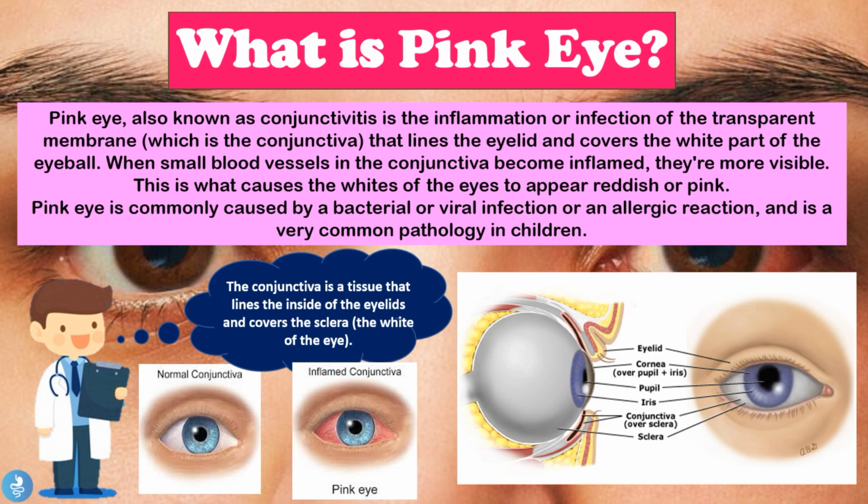So pink eye is a very common disease in children, and there can actually be three types of pink eye. So we can have a bacterial pink eye, a viral pink eye, or an allergic pink eye. But we'll explore those topics further as we go along in this video. So now that we know the basics of pink eye, let's take a closer look at what can actually cause the pink eye.